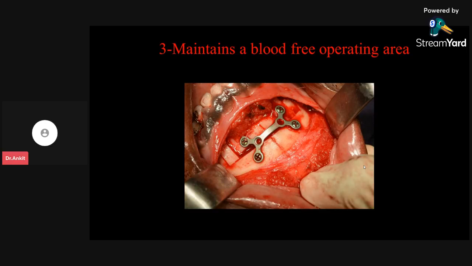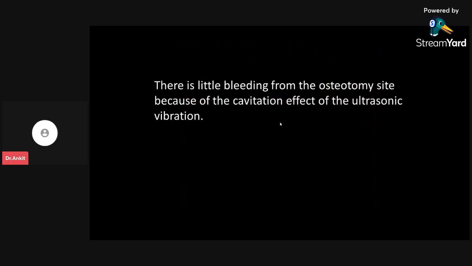So let us come to another advantage of the piezotome, that is, it maintains a blood-free operating area. You can see it here, the osteotomy site. It is being done here under local anesthesia. It is not even done under general anesthesia, where we have done a genioplasty with the pencil-shaped piezotome, and you can see the very clean site, because it maintains a blood-free operating area. Now we will go into detail on why and how the piezotome maintains a blood-free operating area.